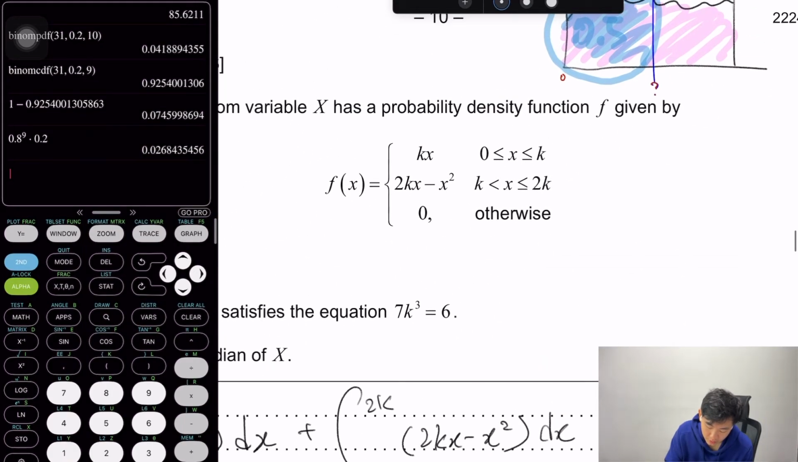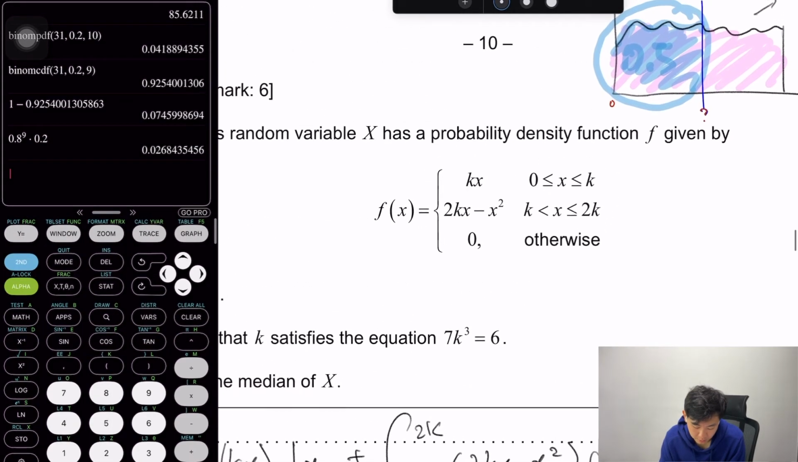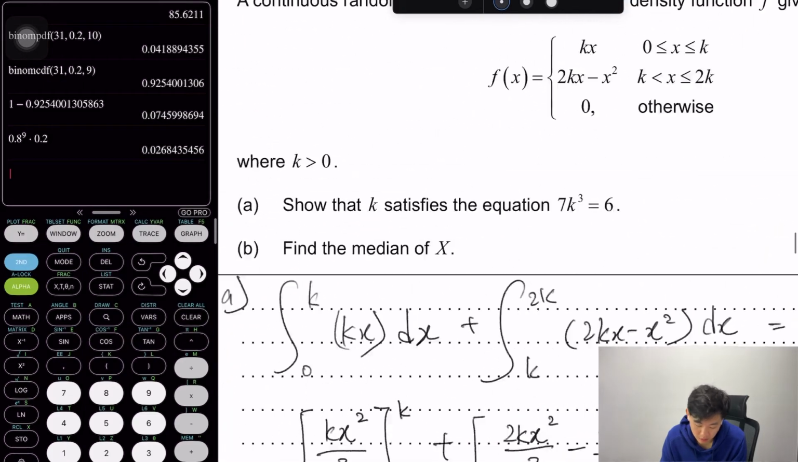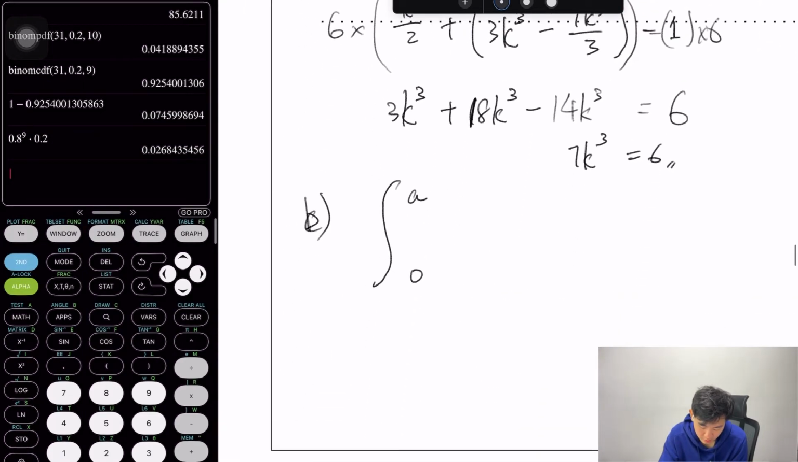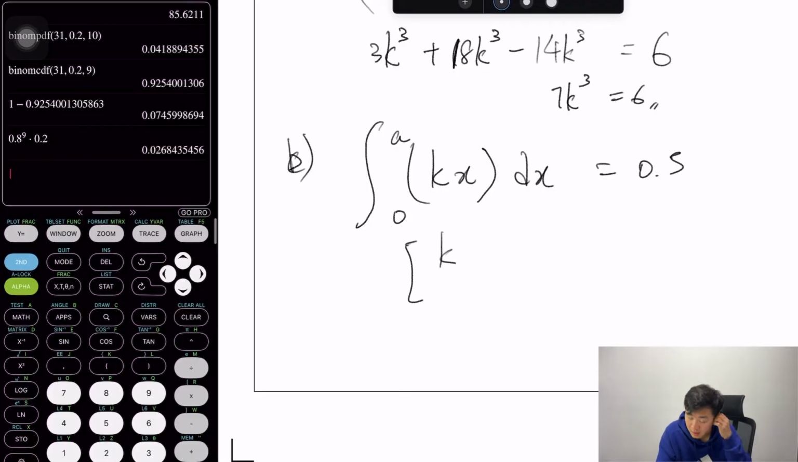What is the equation? We don't know, but then that's actually going to be 50%, which is kx. Yes, kx, and then dx, we have to make it equal to 0.5. Okay, so that means... Oh, but we have to calculate what the k is first of all.